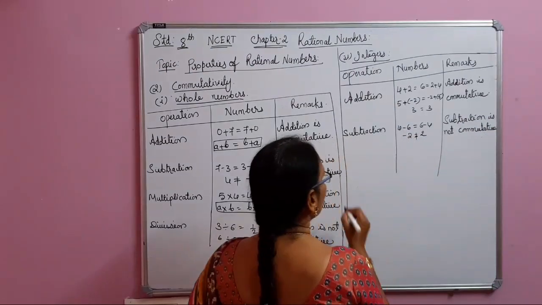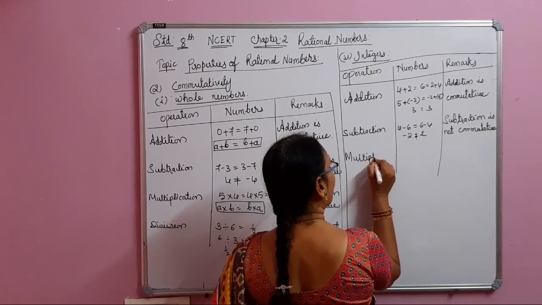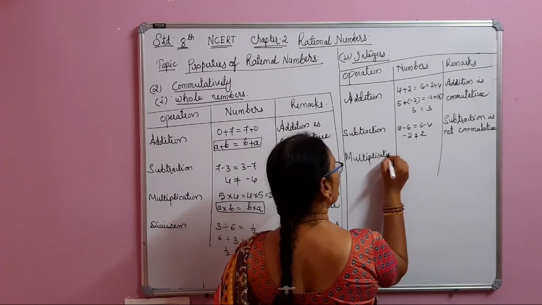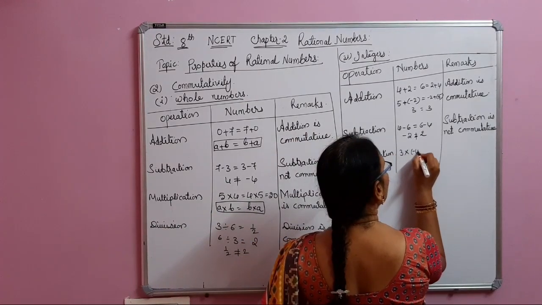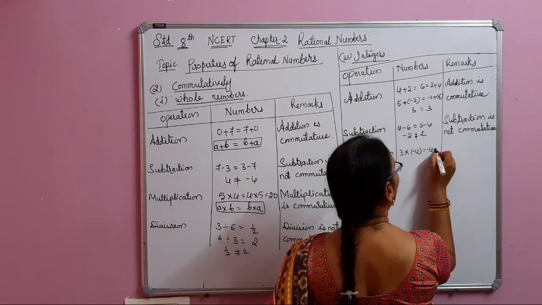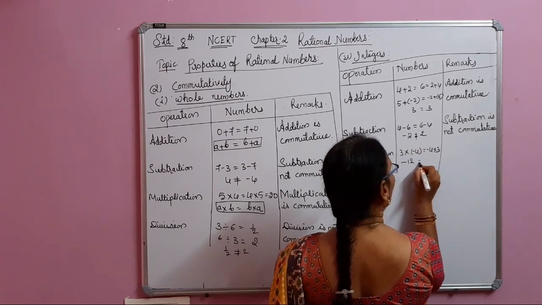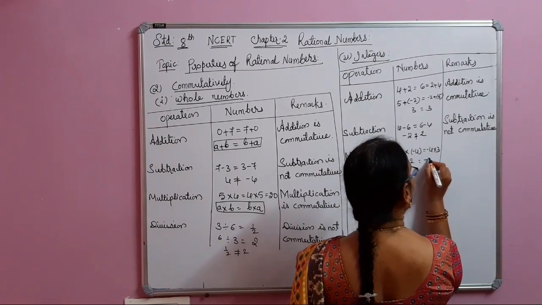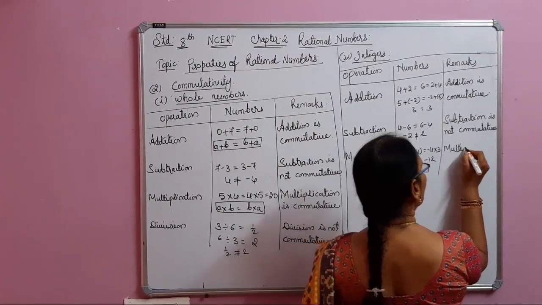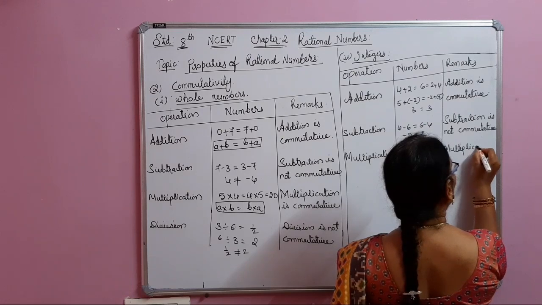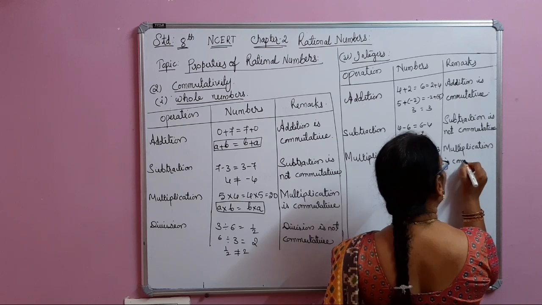Then next we will see multiplication of integers. Now 3 into minus 4 is equal to minus 4 into 3. How? Plus into minus, minus 3 4s are 12. Minus into plus, minus 4 3s are 12. Yes, that is, multiplication is commutative.